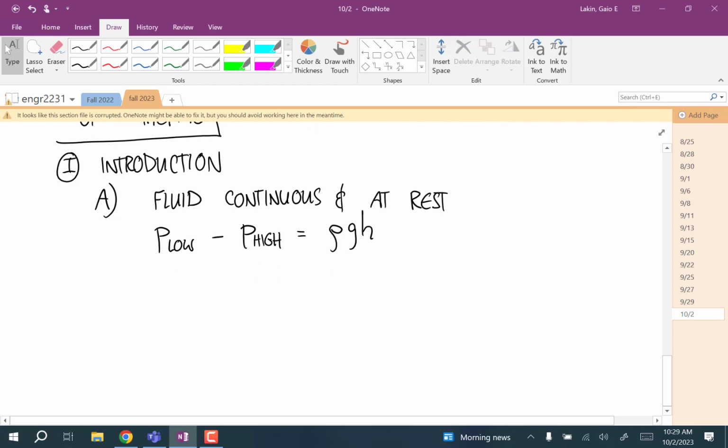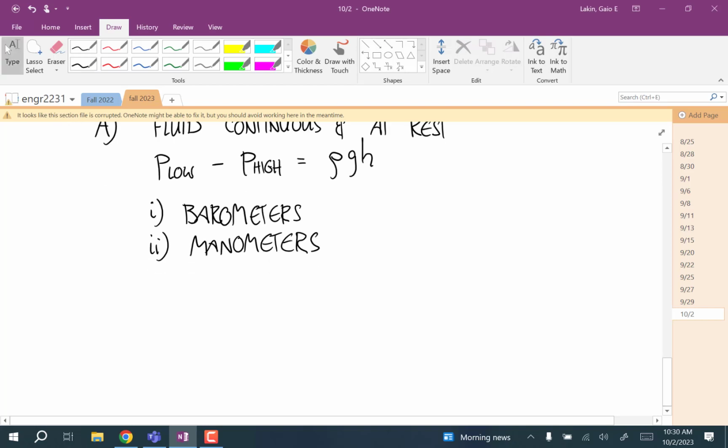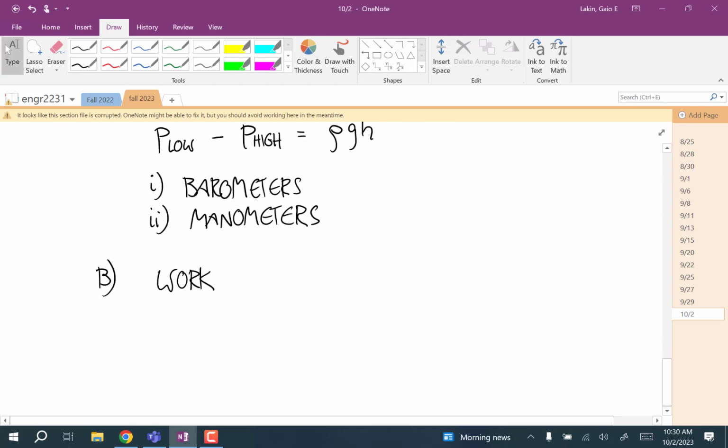And we talked about barometers and manometers. And then we brought up work. And there are 3 ways that work can come up. The first one is the work of expansion.